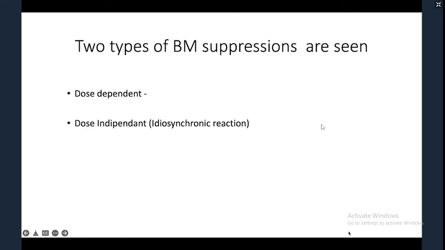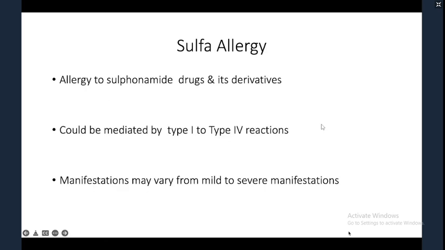As I mentioned, there are two bone marrow suppressions. One is dose dependent, the second one is dose independent, and that is an idiosyncratic reaction. The dose independent one will cause bone marrow suppression and aplastic anemia even if it is administered in minute quantities. The third group of antibiotic associated adverse events is the sulfur allergy.